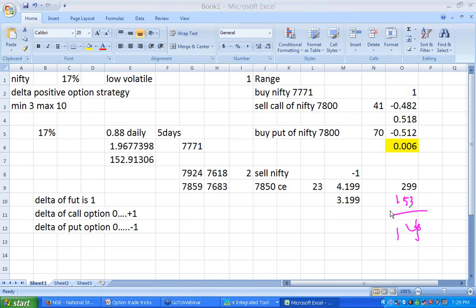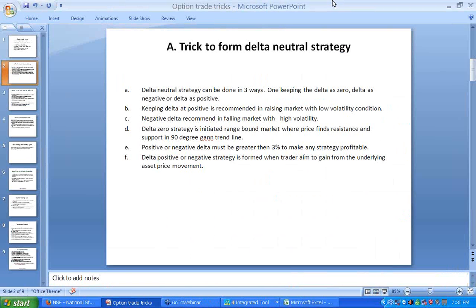But suppose Nifty is having a volatility, say 37% of volatility. I will not suggest this strategy. Rather, I will suggest the delta negative strategy for this. So based on the volatility, you need to decide which way you have to add the delta, or which way you have to make the delta beneficial for you.